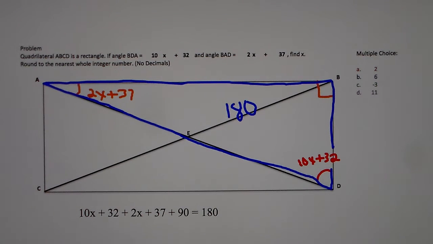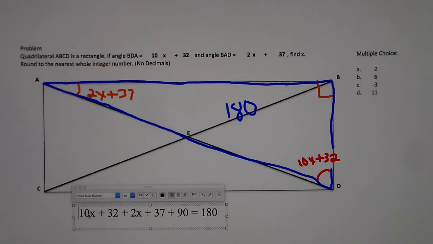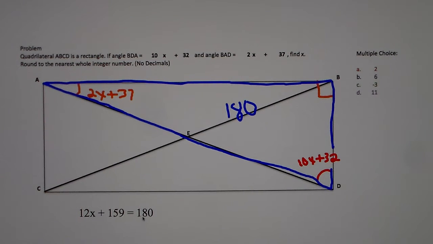So 10x plus 2x obviously gets you 12x. 32 plus 37 plus 90 gets you 159. So I'm going to combine like terms. The 10x plus 2x gets you 12x. And then the 90 plus 32 plus 37 is going to combine to 159. We then subtract 159 from both sides and we get 21. So 12x equals 21.